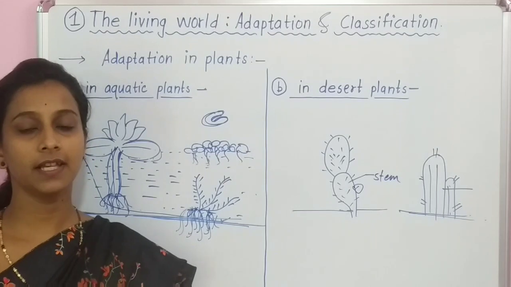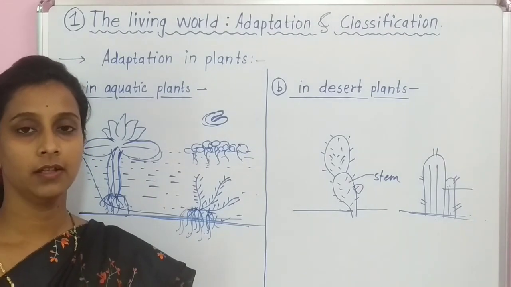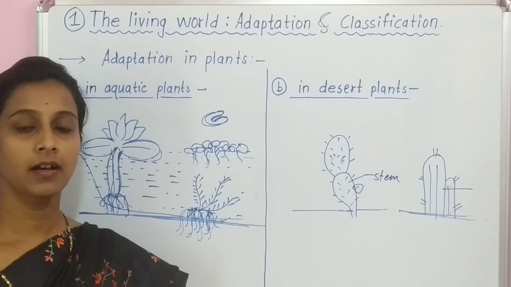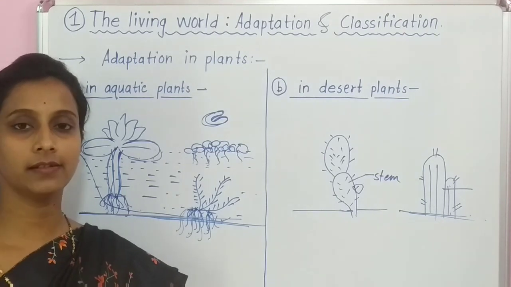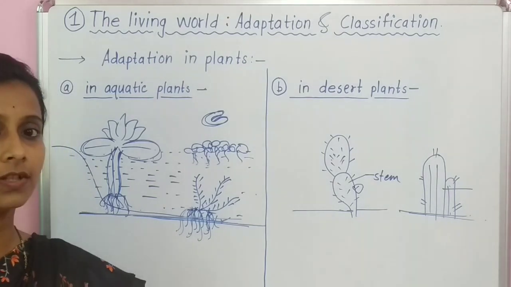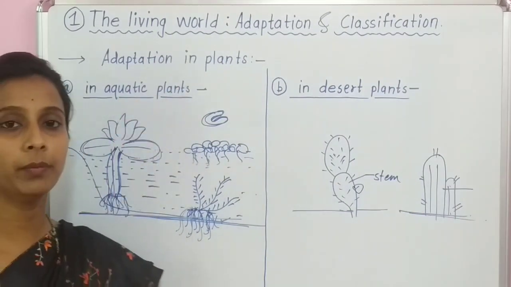Now we will see the next point of the chapter, that is adaptation in plants. If we go through different geographical regions like desert, forest, grassland, and aquatic region, we can see a great variety among the plants. Let us see first the adaptation in aquatic plants.